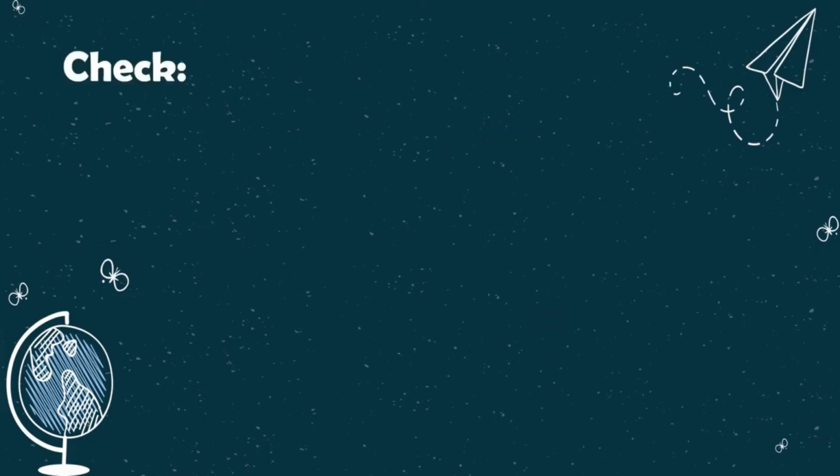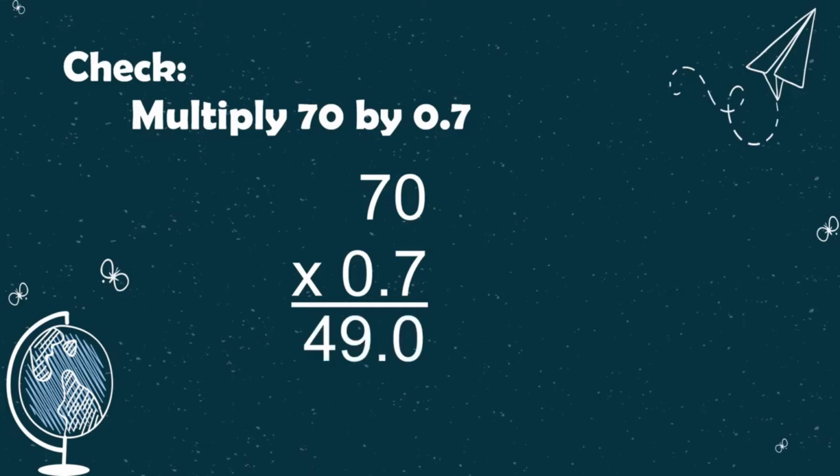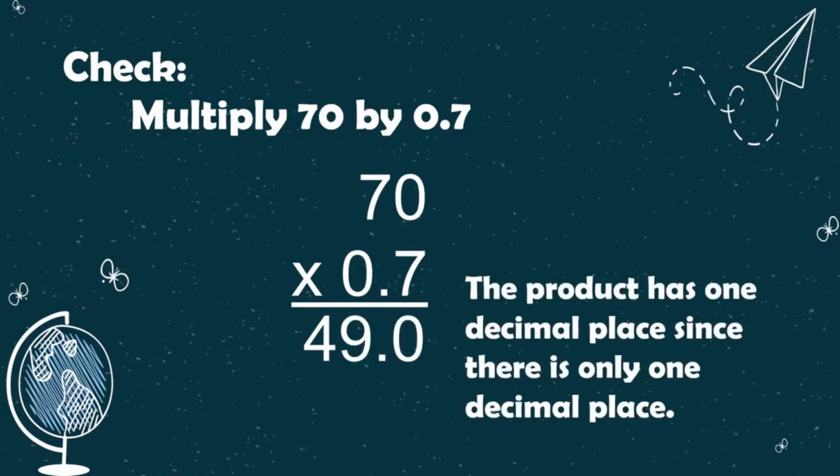After getting an answer, we can also check our work if we have the correct answer. And to check, we need to multiply 70 by 0.7, or multiply our answer by the divisor. The product has 1 decimal place since there is only 1 decimal place in the factors that we have already multiplied.